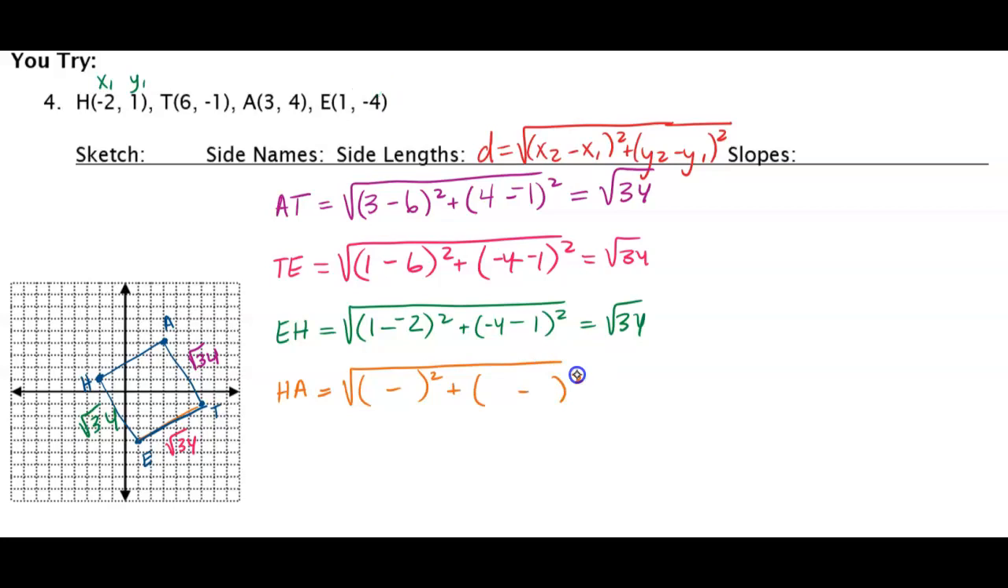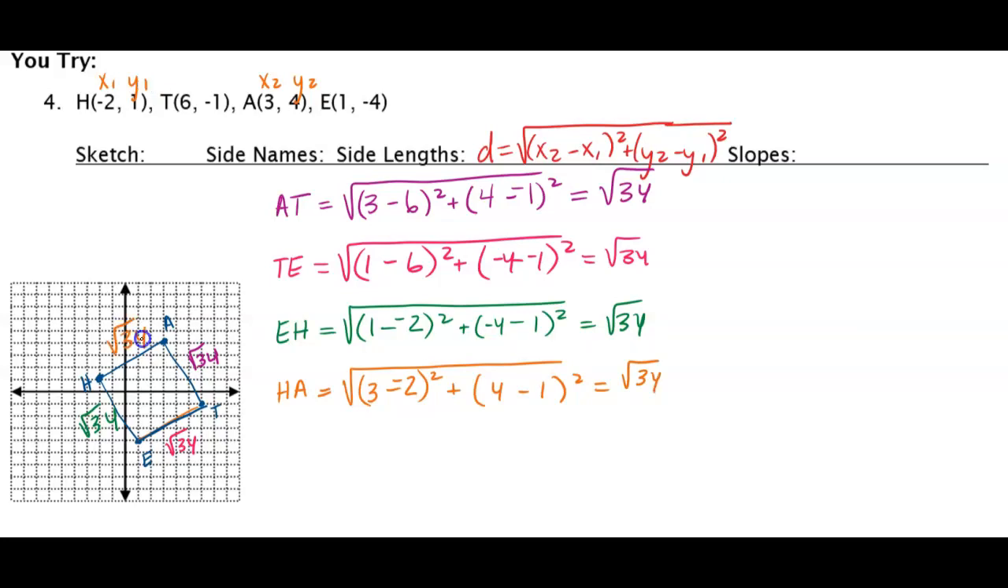So I'm going to erase my green labels now, and I'm going to label H as my 1s and A as my 2s. So this would be 3 minus negative 2 and 4 minus 1. And when you put that into your calculator, you should get 34 again.